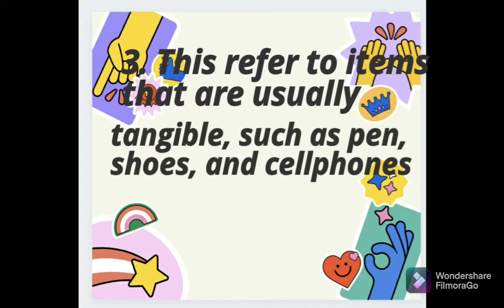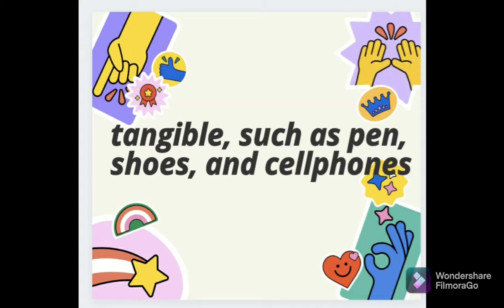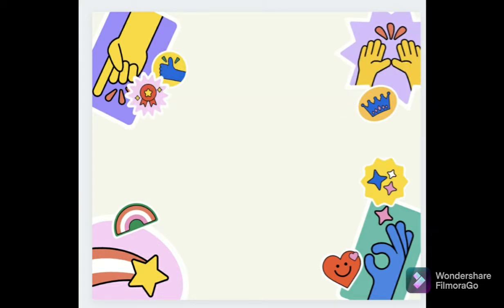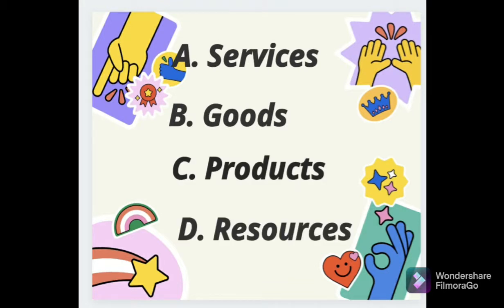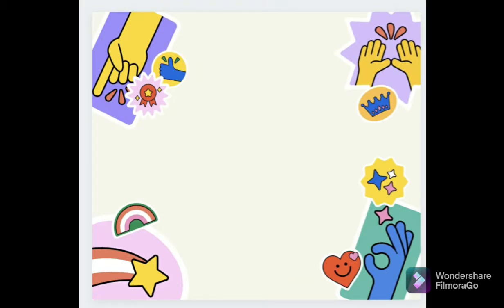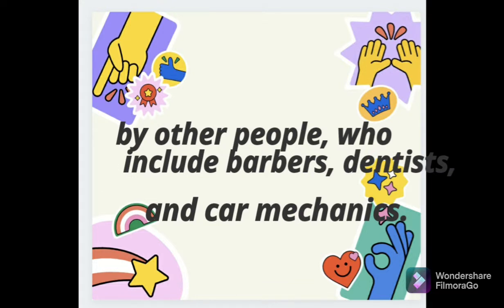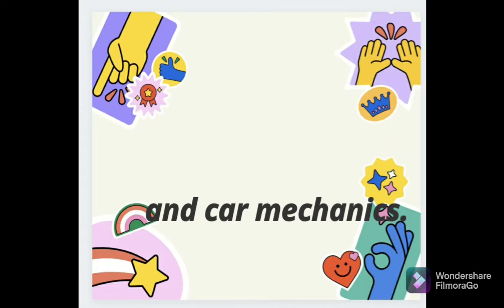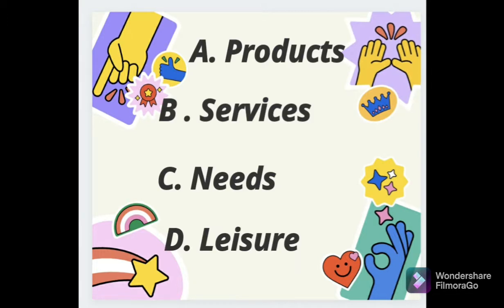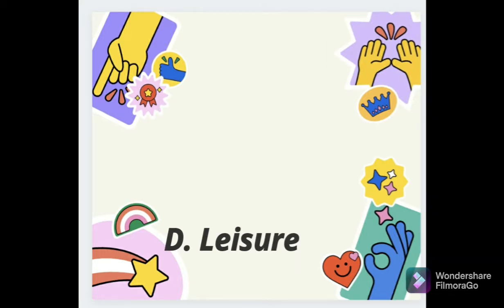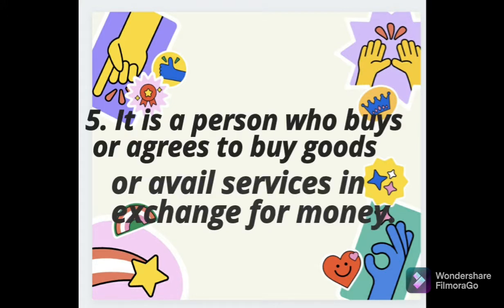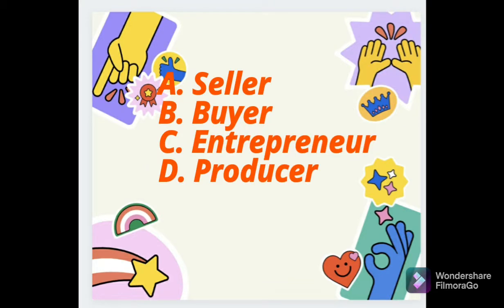3. These refer to items that are usually tangible, such as pen, shoes, and cell phone. Choices: services, goods, products, and resources. Number 4. These refer to activities provided by other people, who include barbers, dentists, and car mechanics. Choices: A. Products. B. Services. C. Needs. D. Leisure. 5. It is a person who buys or agrees to buy goods or avail services in exchange for money. Seller, buyer, entrepreneur, producer.